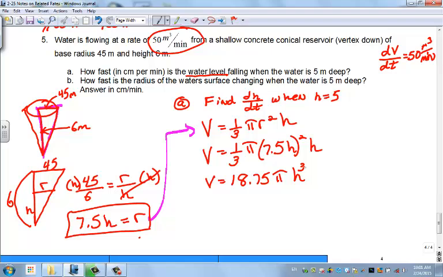So when we take the derivative of this little bugger, we get dV/dt equals 3 times 18.75, which is 56.25 pi h squared dh/dt. Now we can find dh/dt because we know h and we know dV/dt, so we're going to be all good. All right, so let's go ahead and plug everything in.